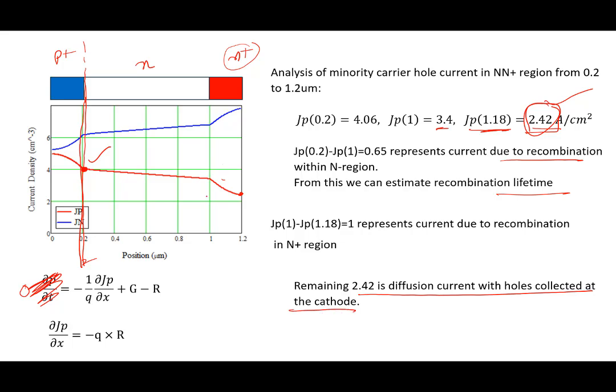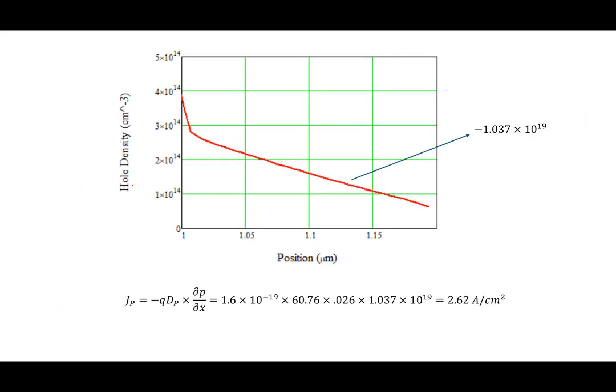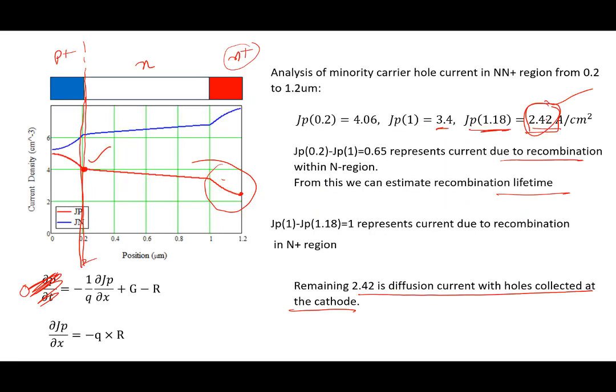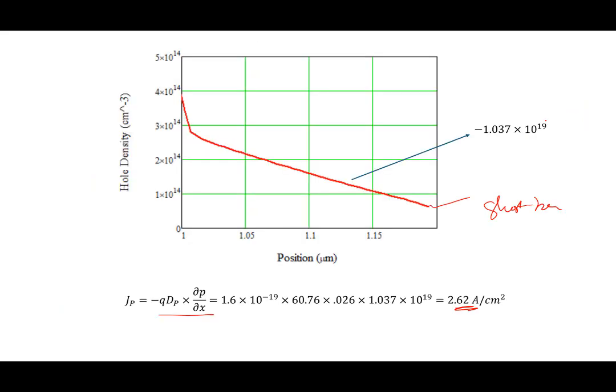So if I look at this particular region here and zoom in and look at the carrier density, the hole density in that region looks almost linear. So this looks like a short base diode that we have discussed, where carrier densities go linearly. And if I calculate q Dp del p by del x from this, I get some 2.62 and the actual current is 2.42. So I come close to that.